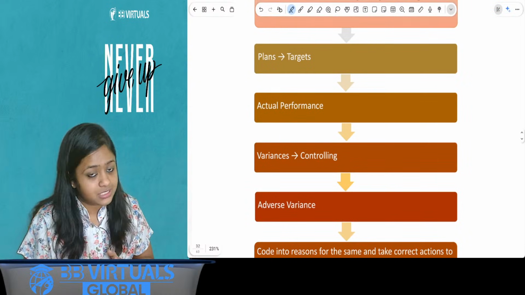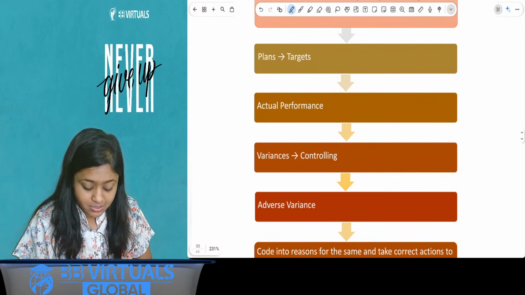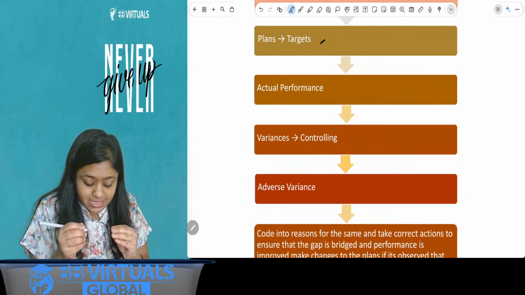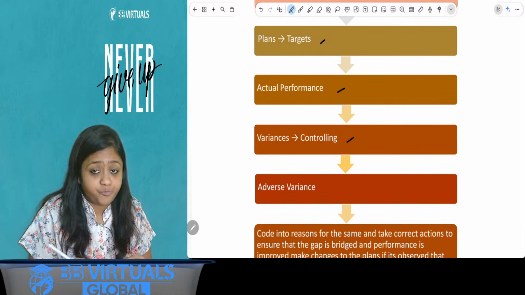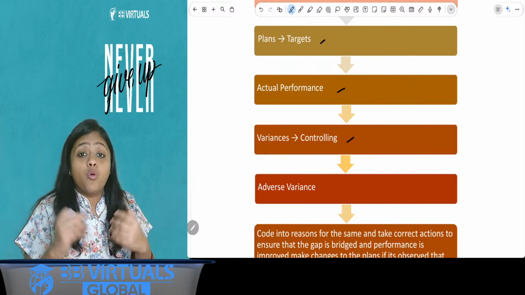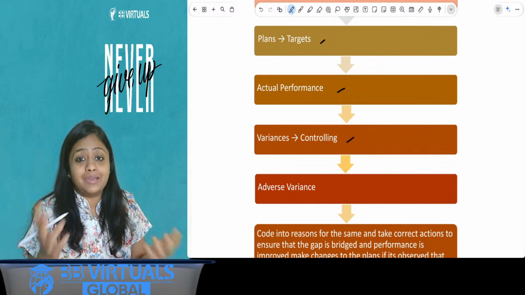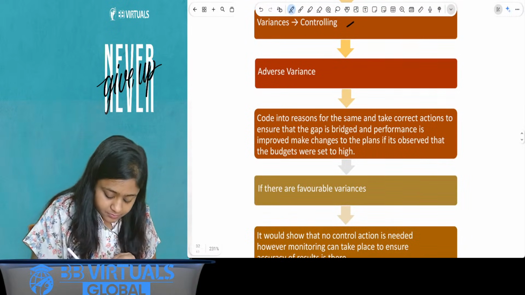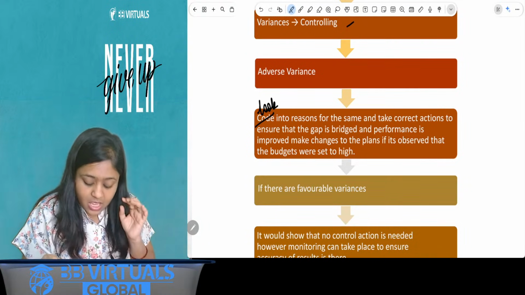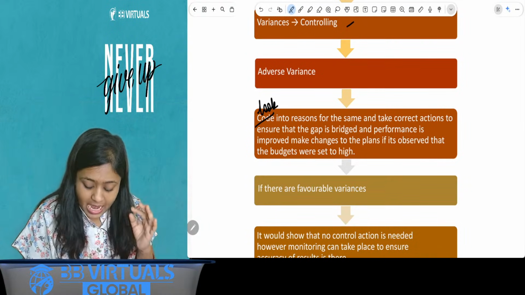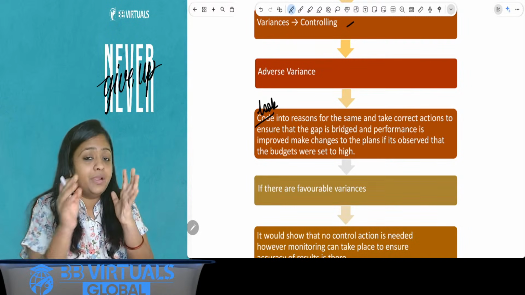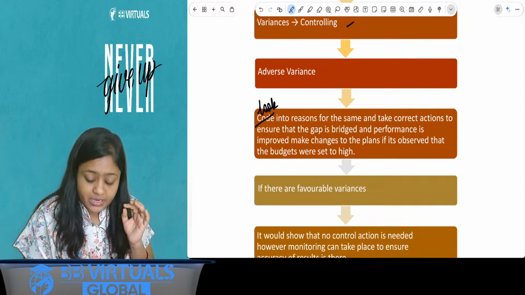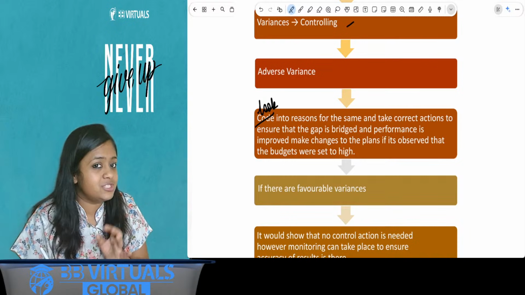The interrelationship of planning and budgetary control is that we have the plans, and we set the targets. Then these targets are compared with actual performance. We have variances. We take controlling action to see why there is an adverse variance and how we can better even the favorable variances. We look into the reasons for why the variances are there, and we take corrective actions to ensure that the gap between the budgeted and the actual performance is reduced, or in fact nullified. And if there is a need to make changes in the plans, we make them also.